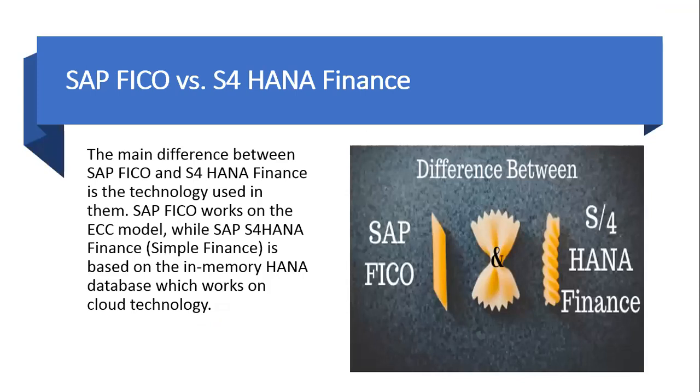Just quickly, we are going to go fully into SAP S4 HANA Finance in our next class. But let's look at some of the main differences between SAP FICO, which happens in ECC, and S4 HANA Finance, which is the technology used in them. SAP FICO works on the ECC model, while SAP S4 Finance, which we call Simple Finance, is based on the in-memory HANA database, which works on cloud technology. So basically, that is the difference. FICO is for the ECC space, and S4 HANA Finance is in the S4 HANA space.